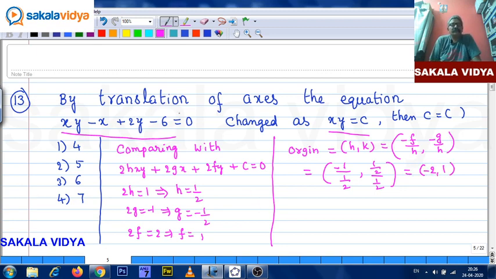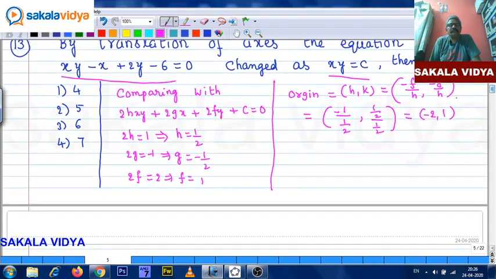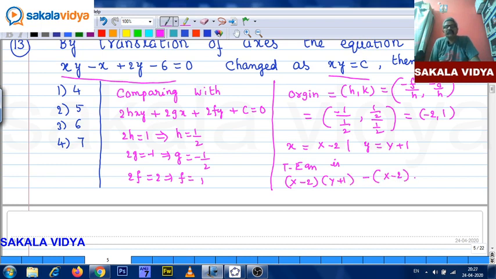So now we need to change this equation. Small x we can write as capital X plus h, that is capital X minus 2, and small y is equal to capital Y plus k, Y plus 1. So now the transformed equation is (X minus 2) into (Y plus 1) minus (X minus 2) plus 2 into (Y plus 1) minus 6 equals to 0.